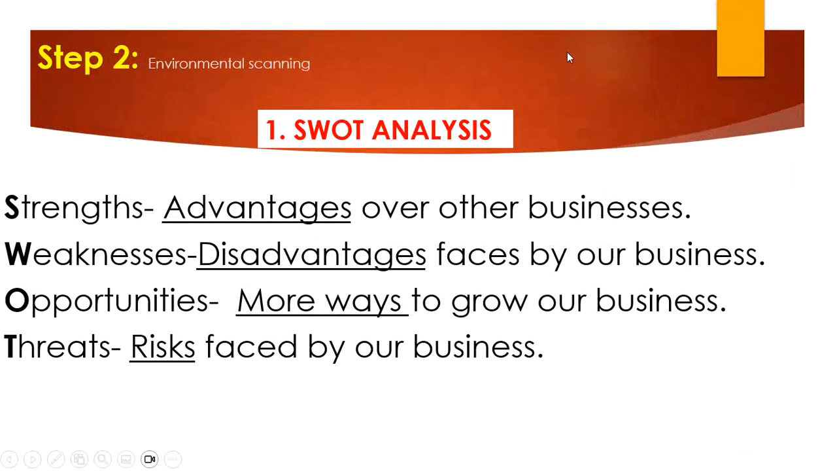All right, let's come to step 2, starting with the SWOT analysis. SWOT analysis is very easy to understand. The S in SWOT is for strengths. These are the advantages we have over other businesses. The W in SWOT analysis is for weaknesses. Obviously weaknesses are disadvantages faced by our business. Opportunities means we look at more ways to grow our business. And then finally, the T in SWOT, threats, has to do with the risks faced by our business.